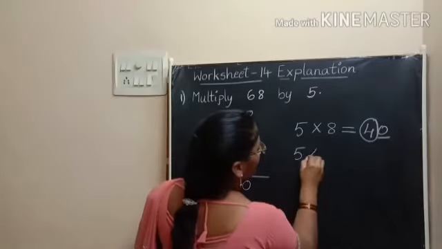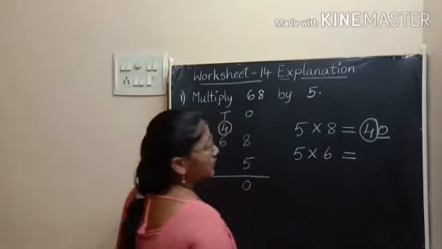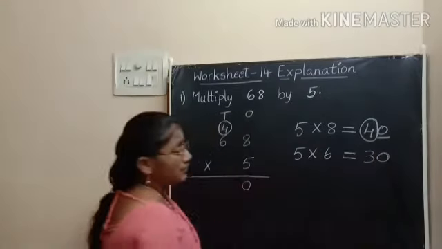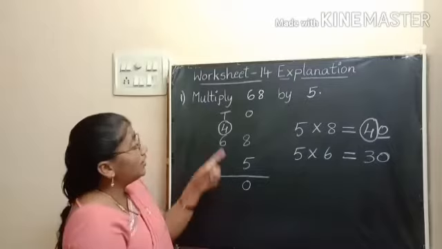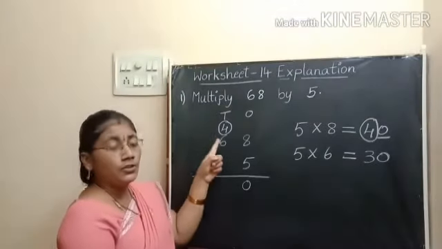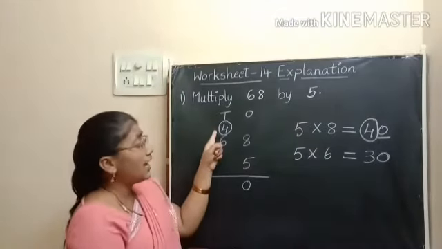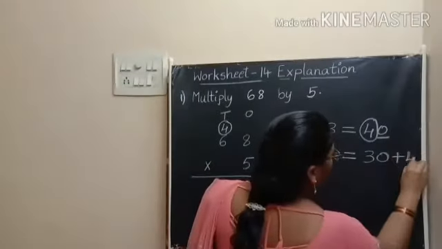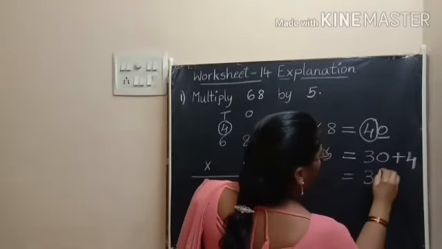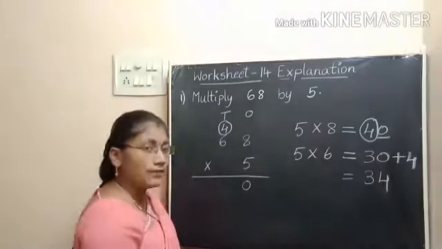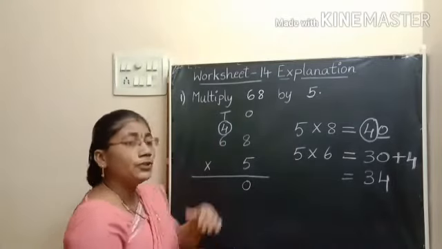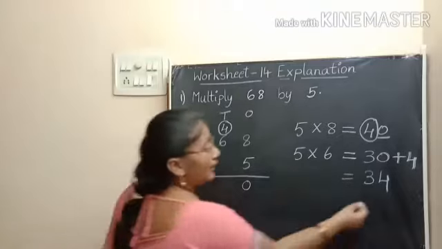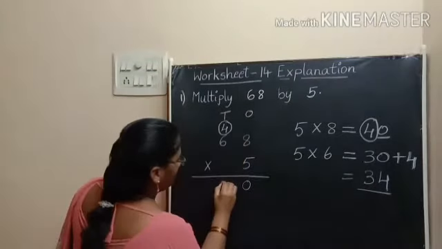5 into 6, how much is it? 5 sixes are 30. But here we have carry 4. So we should add this carry to this result. Then 30 plus 4 is equal to 34. Then 34 is the result of the tens column. Now we have to write 34 here.